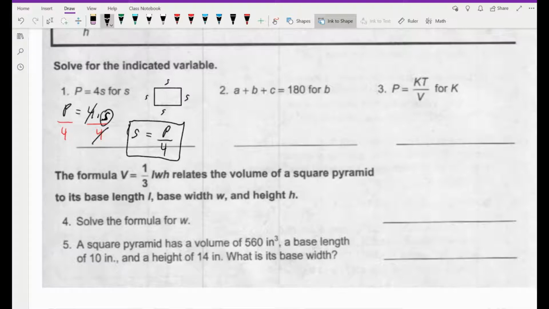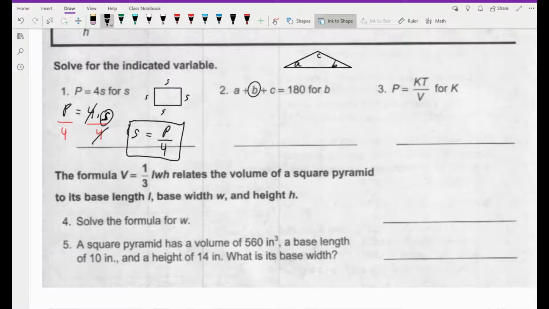For number 2, A plus B plus C equals 180. This sounds like we're trying to find the angles within a triangle. This is going to be A, we'll call this B and the C, because we know the sum of the angles is 180. So this is probably for a triangle problem. It says here, solve for B.